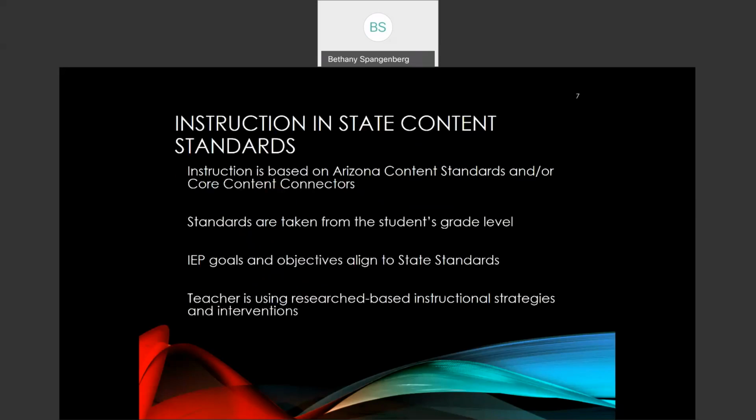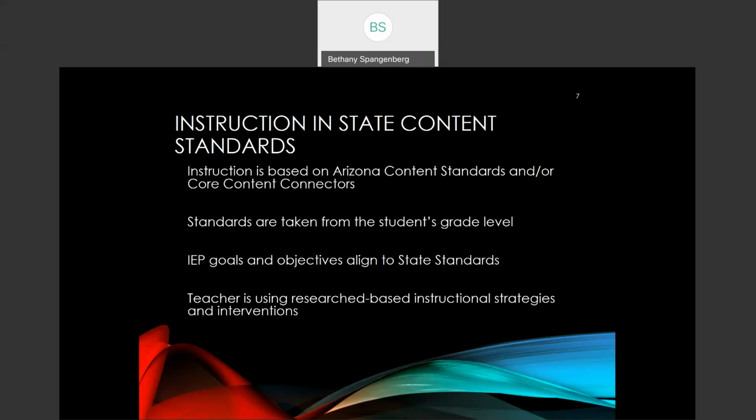The second criterion is that instruction is linked to grade level state content standards. This part is critical for the design of the assessment. Because the goal of the assessment was to develop a system, instruction, goals and objectives, and grade level standards must all align. This means that if a student's IEP goals state that the student is working on writing his name and counting with one-to-one correspondence, the student does not qualify for alternate assessment.